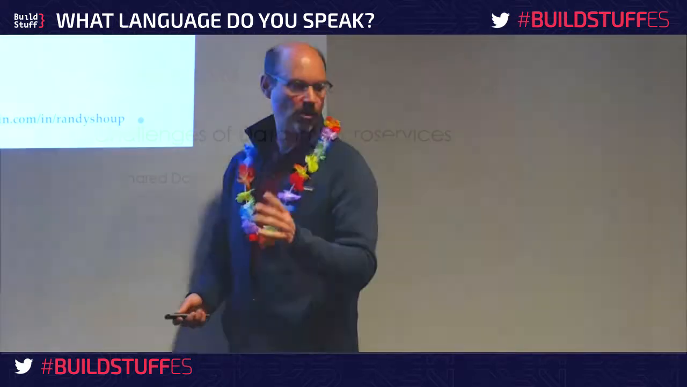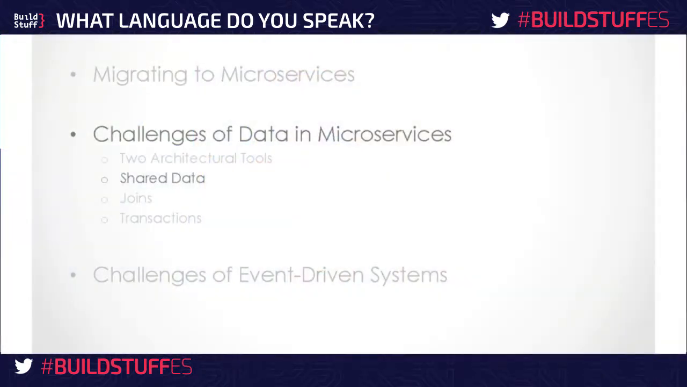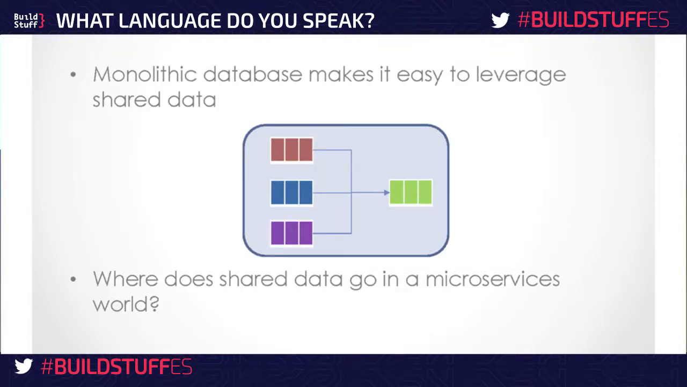Okay, now we've got our architectural tools. Now let's use those tools to talk about sharing data. Let's motivate the problem. In my wonderful, warm, monolithic database world, it was really easy for me to use shared data. All I had to do was simply point at the table and I was all done. But where does this shared data go when I've broken up my monolithic database into a whole bunch of individual services?